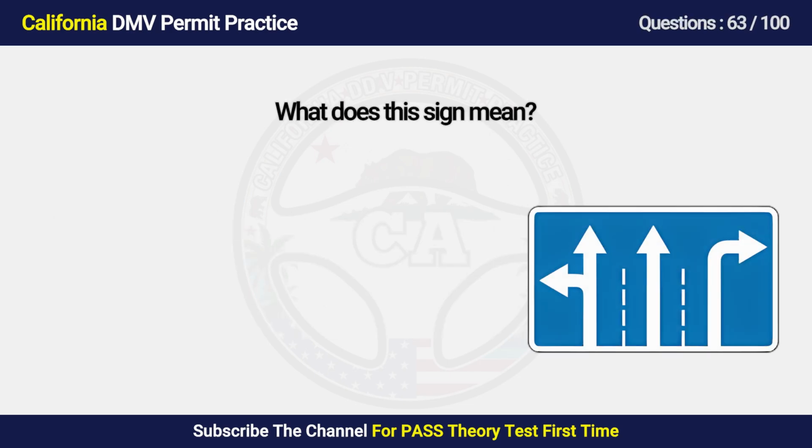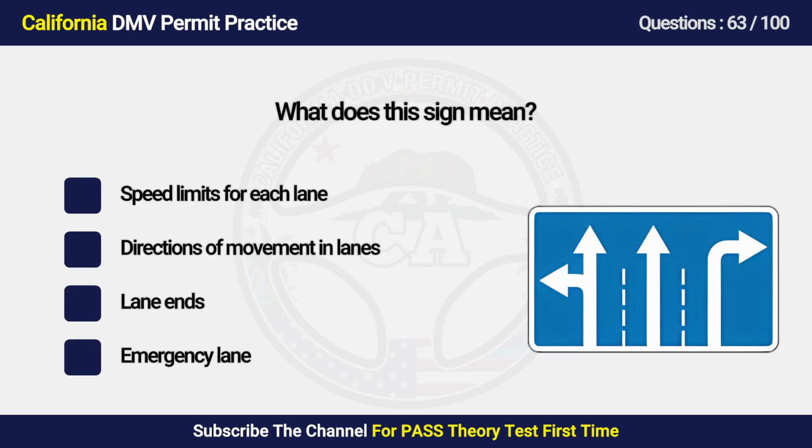Question 63. What does this sign mean? A. Speed limits for each lane. B. Of movement in lanes. C. Lane ends. D. Emergency lane.